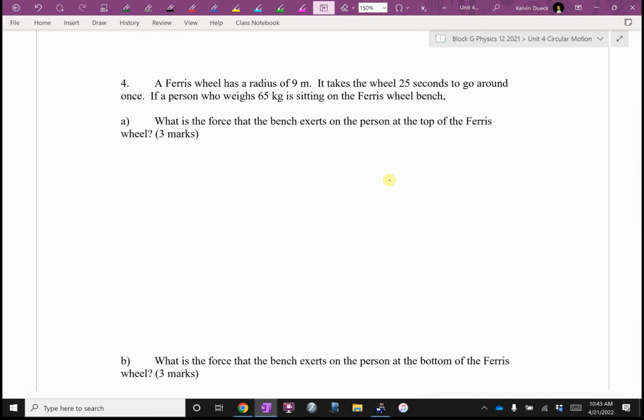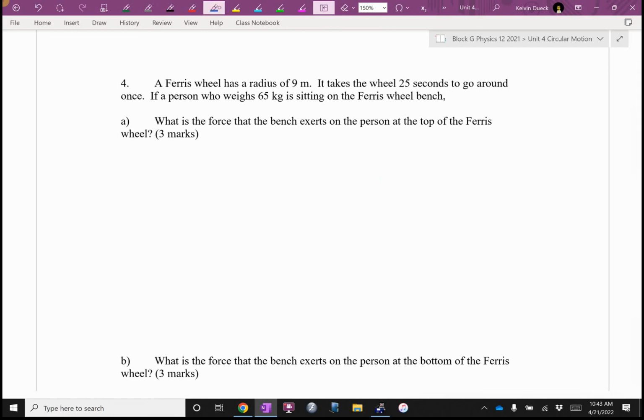A person who weighs 60, really I should have said who has a mass, because weight is mg. I'll fix that. A person who has a mass of 65 kilograms is sitting on the Ferris wheel bench. What's the force the bench exerts at the top of the Ferris wheel? This is asking me to find the normal force.